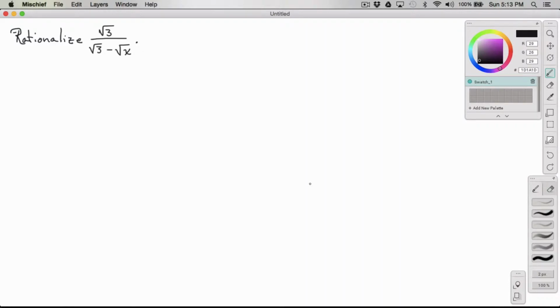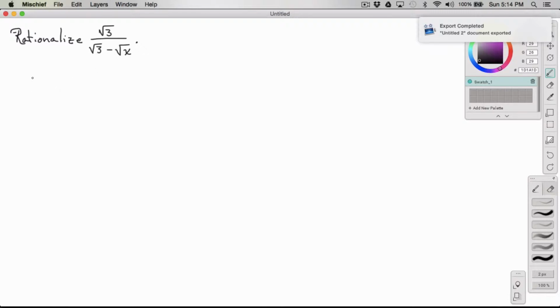Hi, this is Tom. In today's episode, we're going to rationalize the square root of 3 divided by the square root of 3 minus the square root of x. And the key to doing this is to multiply the denominator by its conjugate.